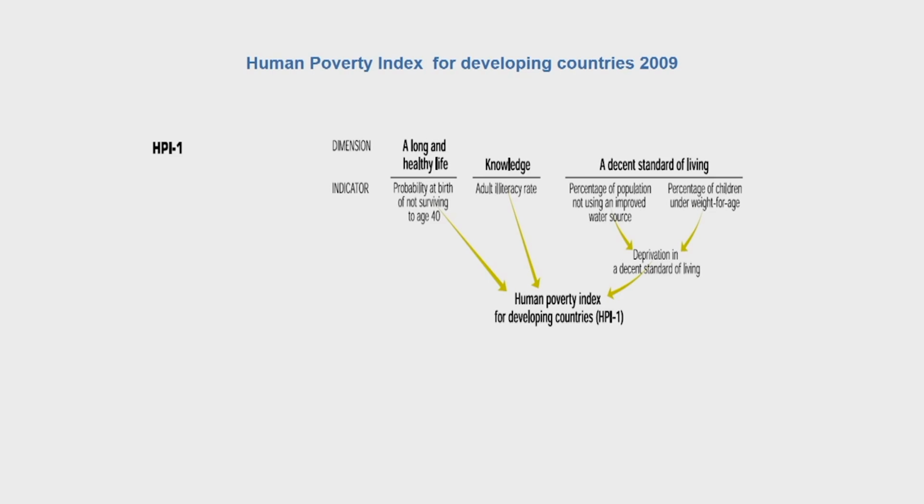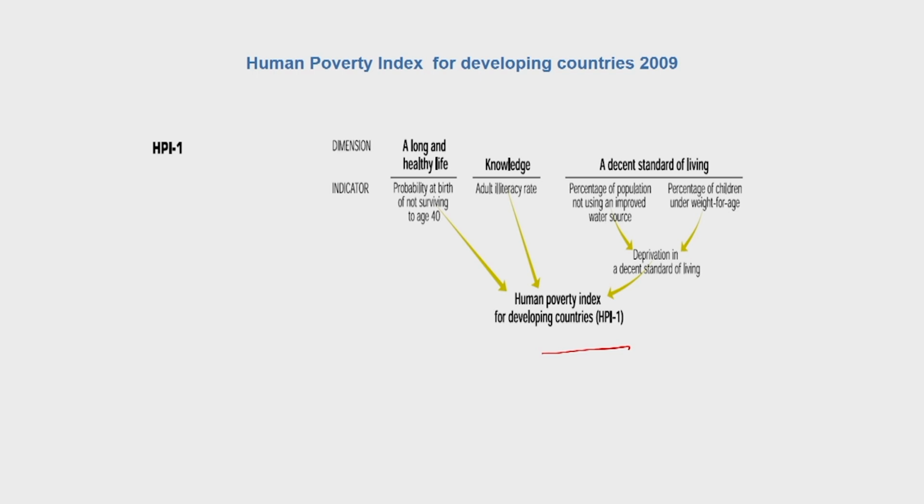So the indicators here are probability at birth of not surviving till age 40, adult illiteracy rate, percentage of people not using an improved water source, percentage of children underweight for age, and then a deprivation in a decent standard of living, based upon which the Human Poverty Index for developing countries is calculated.